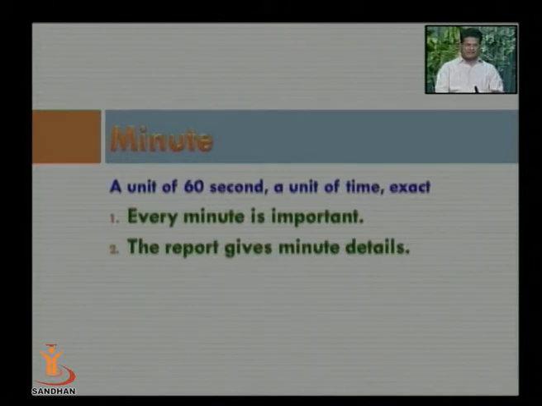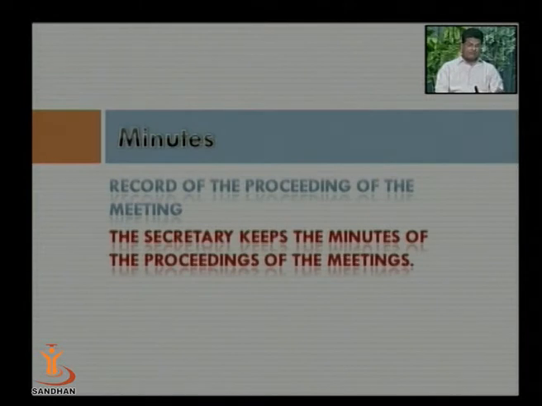So first is different and second is different here. Now, minutes: here S is added to minute and the meaning changes entirely. Record of the proceedings of the meeting is called minutes. Secretary keeps the minutes of the proceedings of the meeting. This is an example of how the minutes have been used. Usually minutes are kept after formal meetings of board of directors, formal meetings of cabinet ministers, or any organization. So here is minutes.